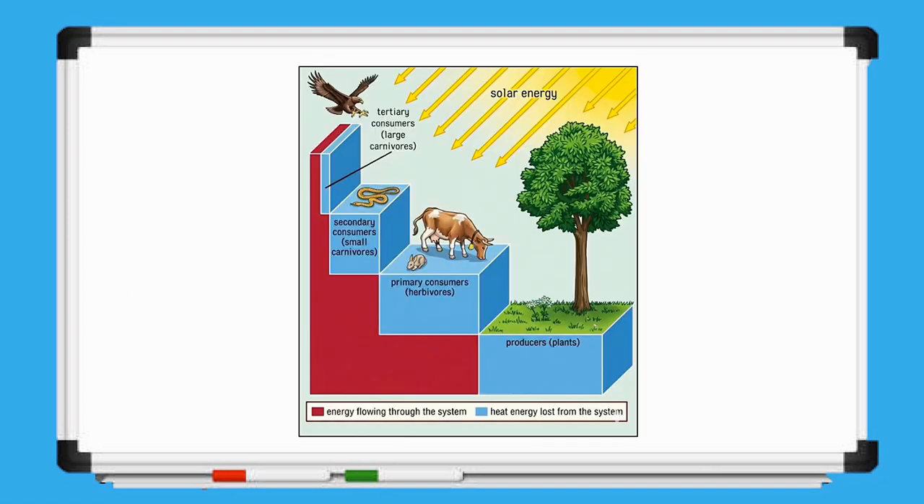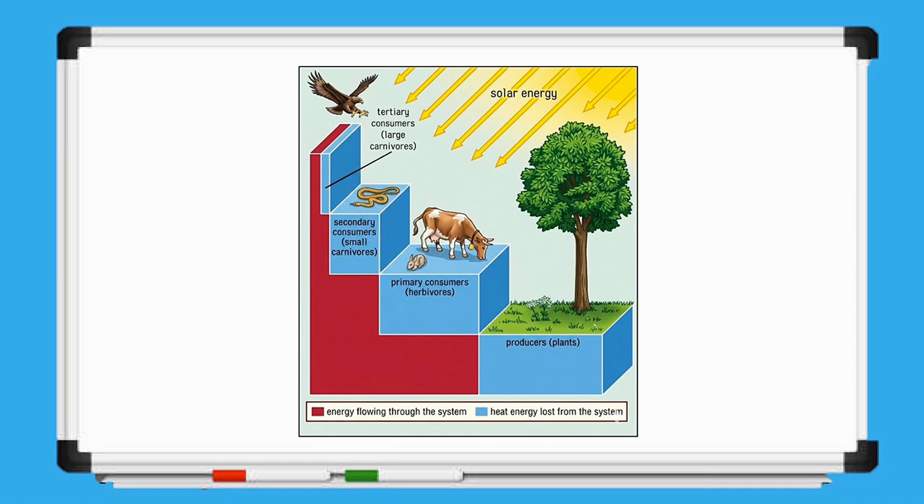Now, let's interpret the first diagram. As you can see, the energy pyramid begins with producers, represented by plants. These plants capture solar energy through photosynthesis and convert it into chemical energy stored in their tissues. The primary consumers, represented by the cow, obtain this energy by feeding on plants. The secondary consumers, represented by the snake, obtain energy by eating herbivores, while the tertiary consumers, represented by the eagle, receive energy by feeding on secondary consumers.